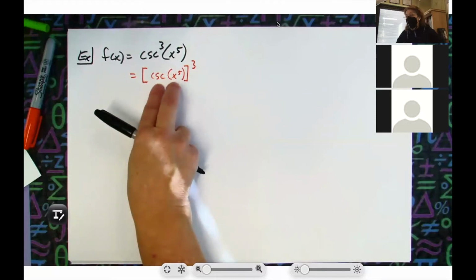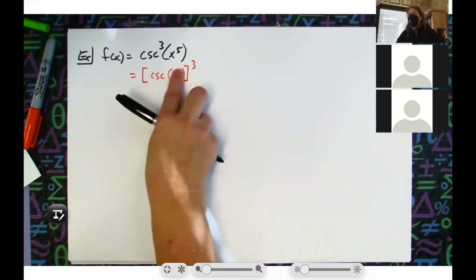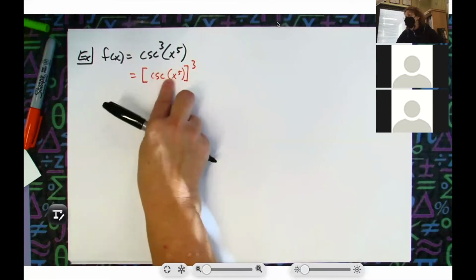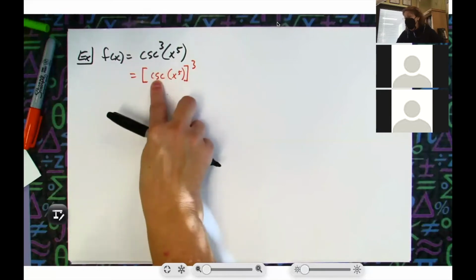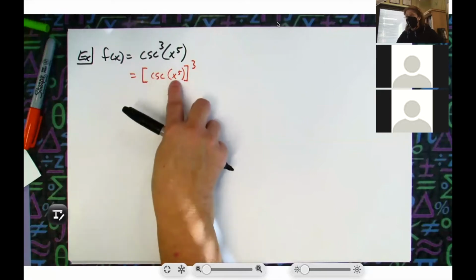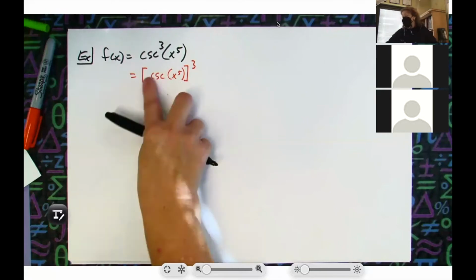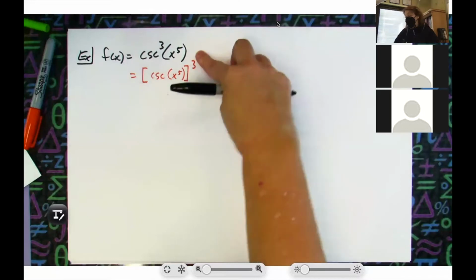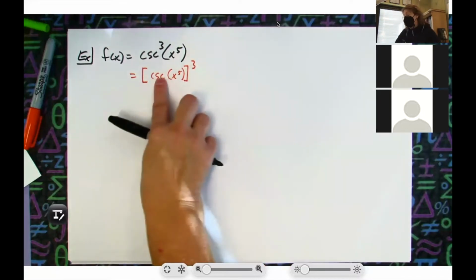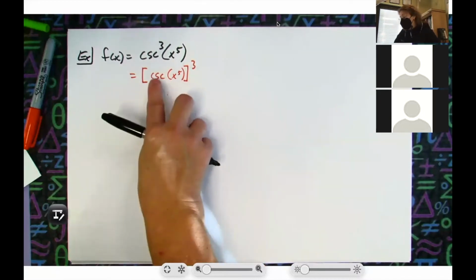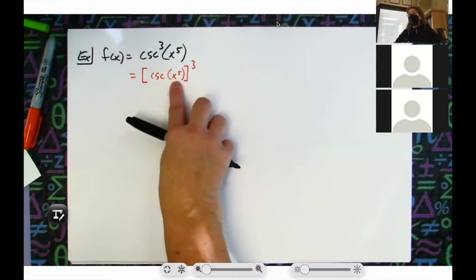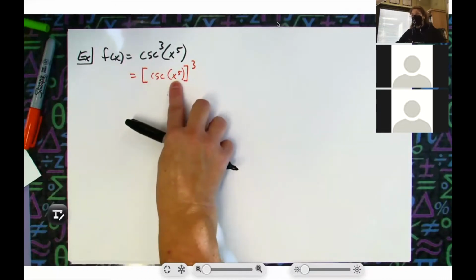It's got a name, starts with a C. This inside function right here is a composite function because it also has an outside and an inside. I've got something being raised to the third power. My something on the inside is a composite function because it also has an outside cosecant and an inside. So this tells you that you're going to have to do more than one chain.